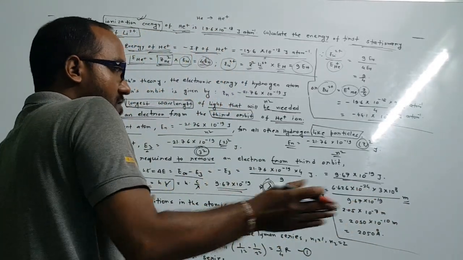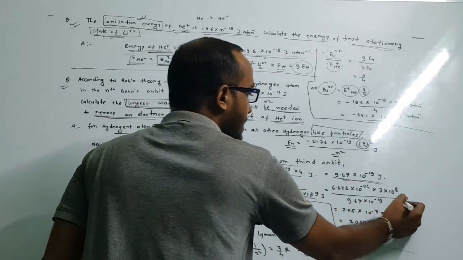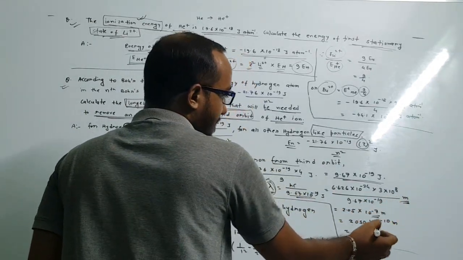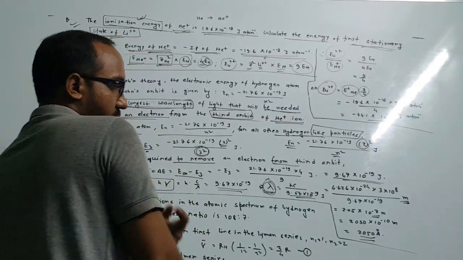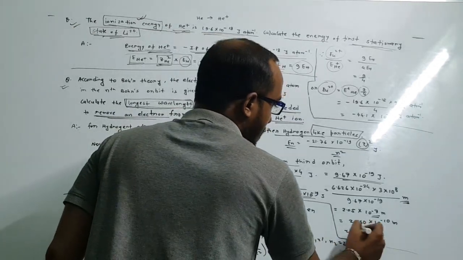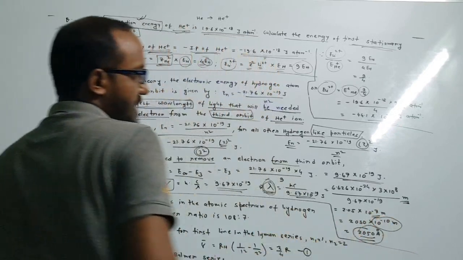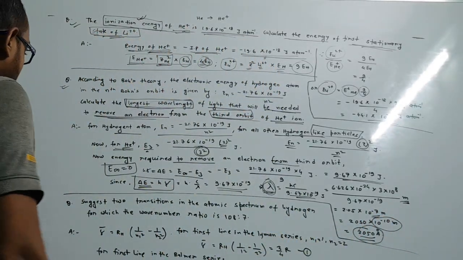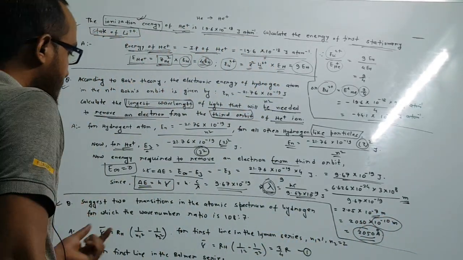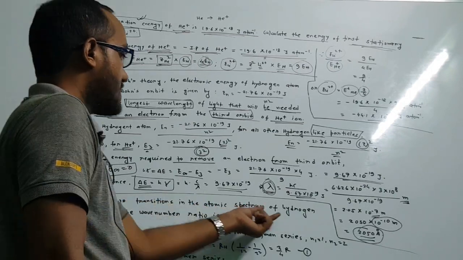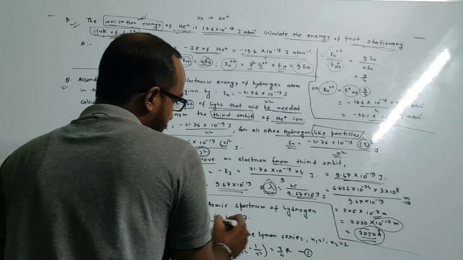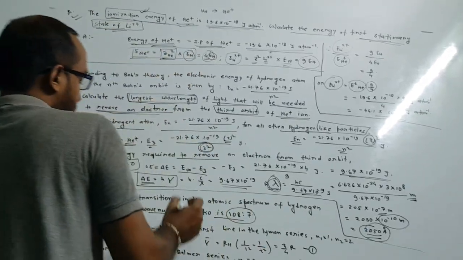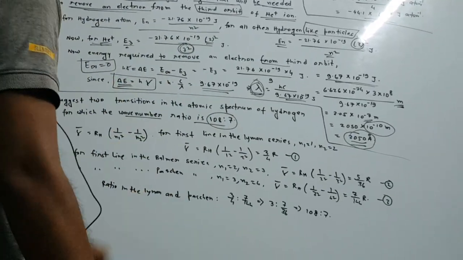Wavelength, that is the length of a wave, the unit would be meter. After some simplification, you will get it in Angstrom. Always calculate wavelength in Angstrom. 1 Angstrom means 10 to the power minus 10 meter. Now our third question is, suggest two transitions in the atomic spectrum of hydrogen for which the wave number ratio is 108:7. This is another type of important sum.